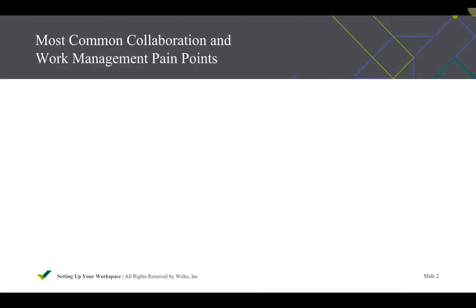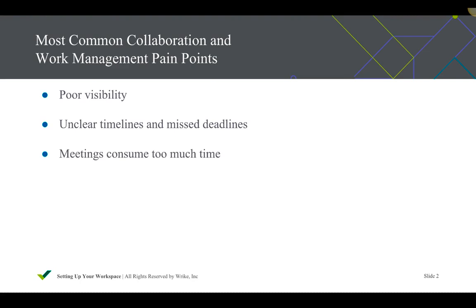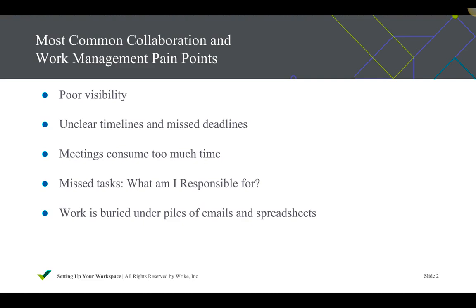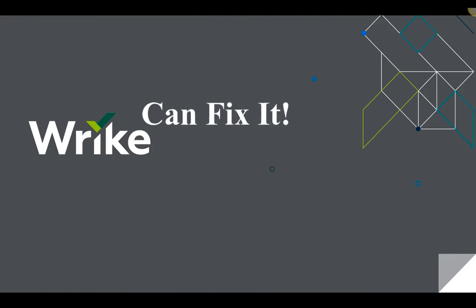Of course, the main reason why you're looking at Wrike is most probably common collaboration and work management pain points. What are these? Poor visibility, unclear timelines and missed deadlines, meetings consume too much time because we're trying to catch up with everything that we missed, missed tasks, what we are responsible for. We are wasting a lot of time trying to locate that individual who is responsible for this or that project. Work is buried under piles of emails and spreadsheets, and as a result, again, we're running out of time simply because we're trying to find that one piece of information. And as a final result, lost communication. So why Wrike? Because we definitely can fix it.